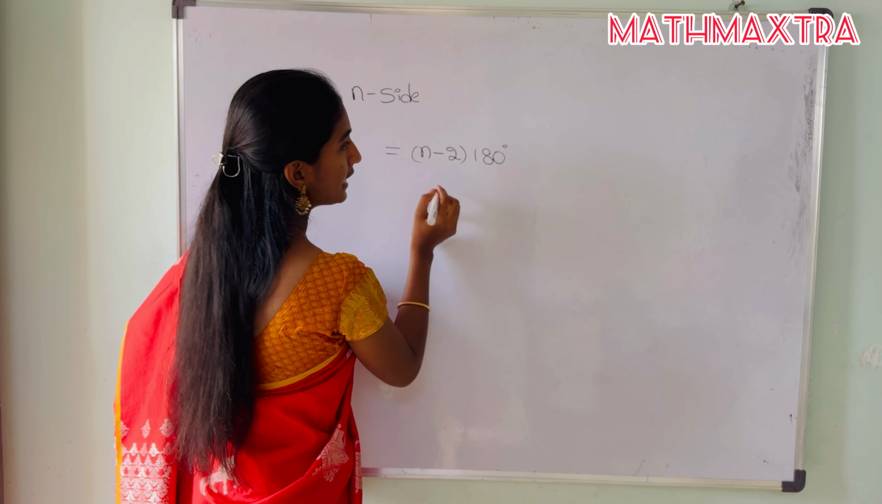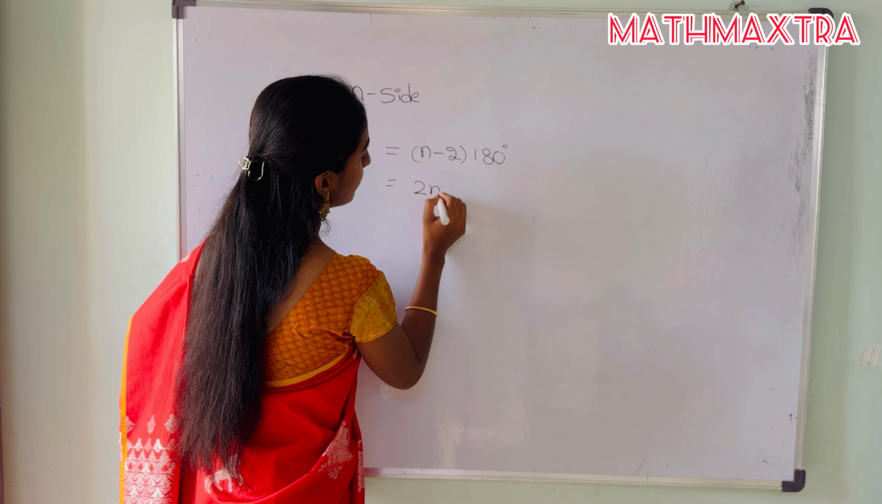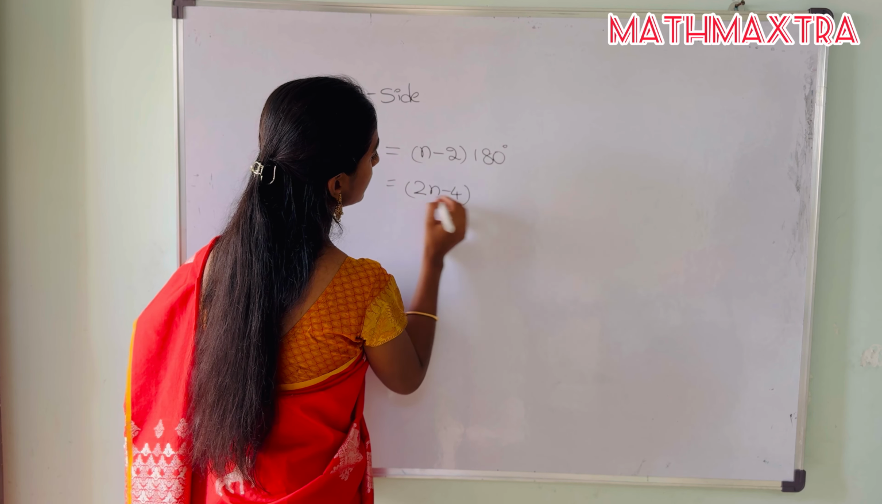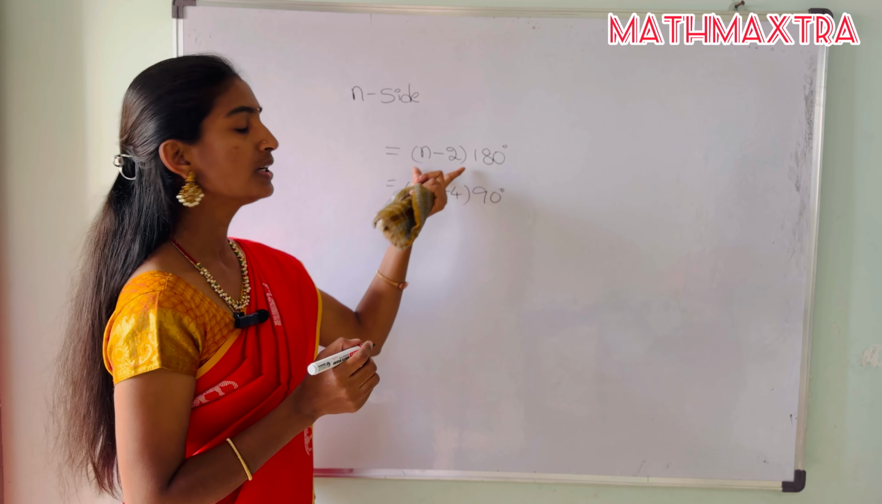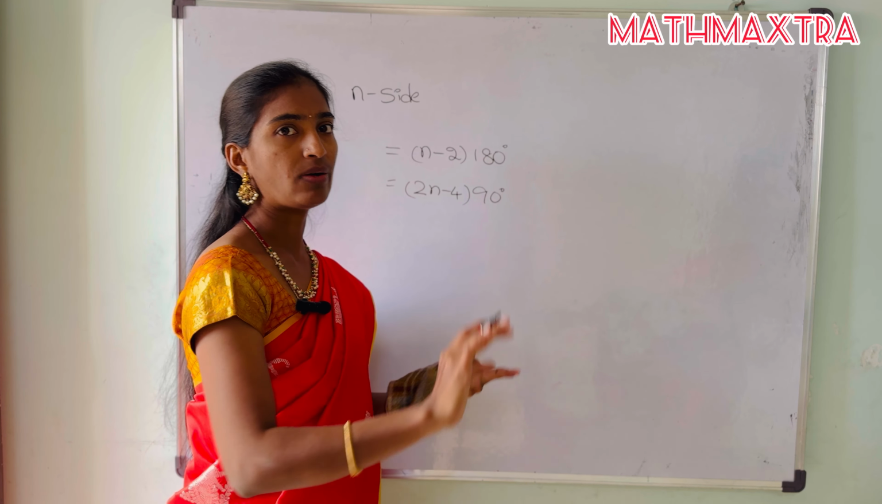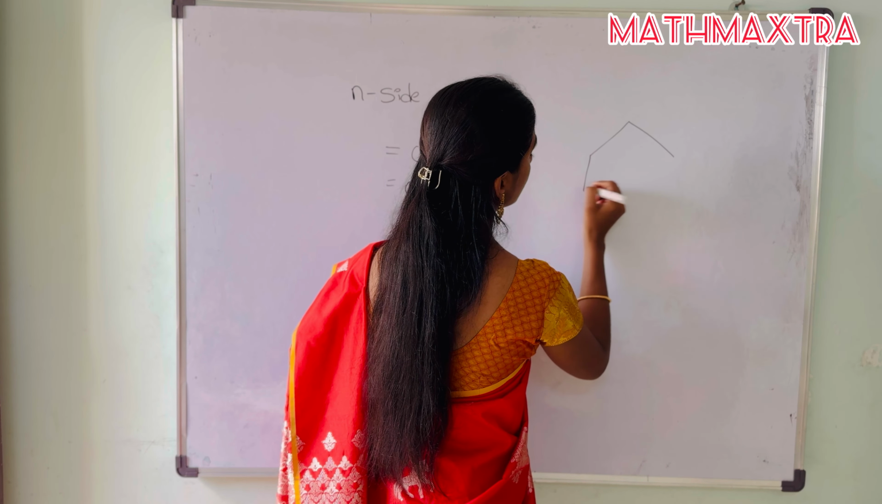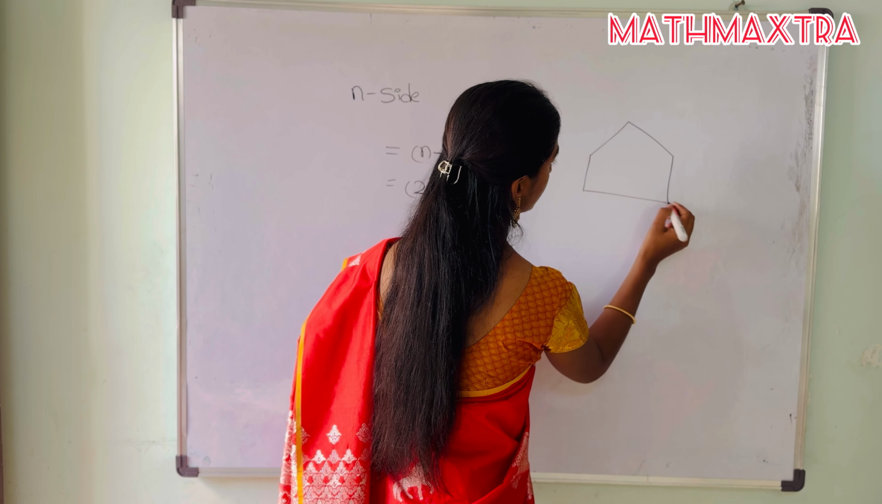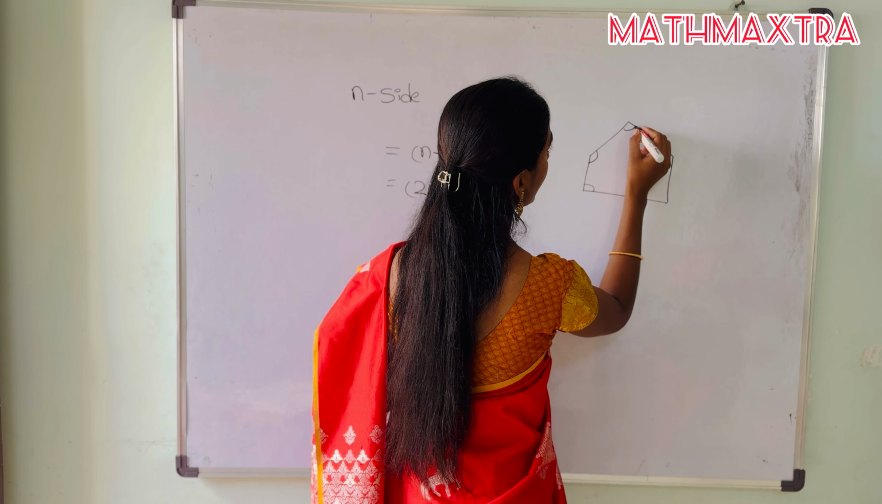Either you can write this as 2n minus 4 times of 90 degrees. Okay, so this is the sum of all interior angles of a polygon. See, if you take a polygon, this is a pentagon I am considering. This pentagon has 5 angles.